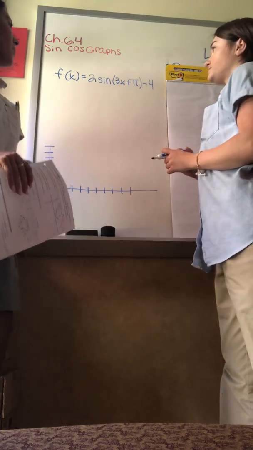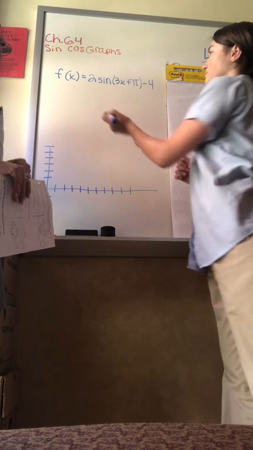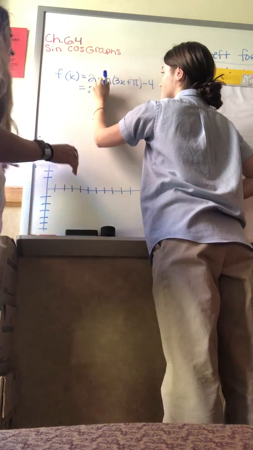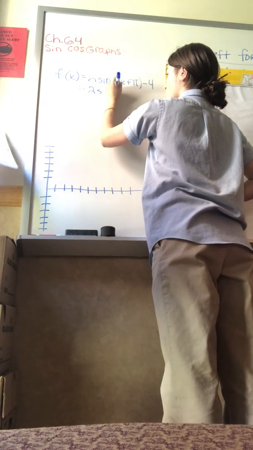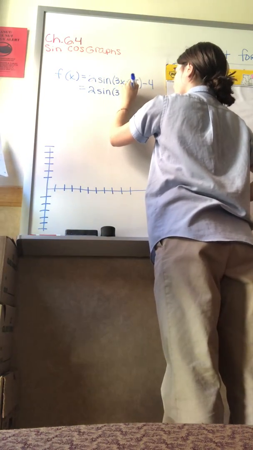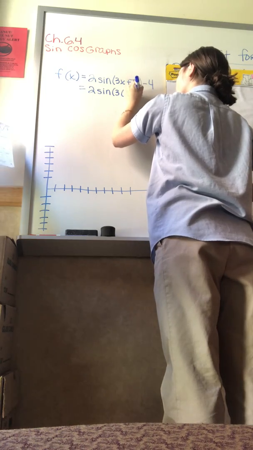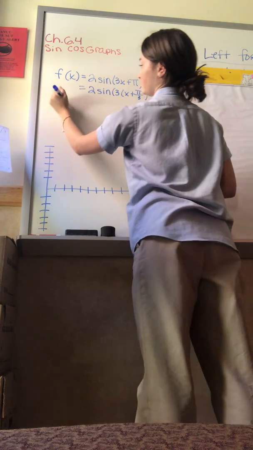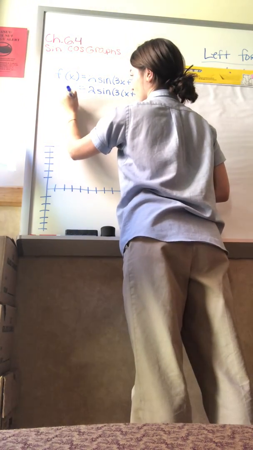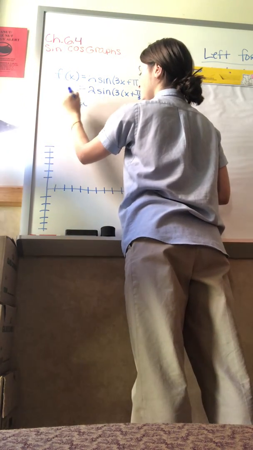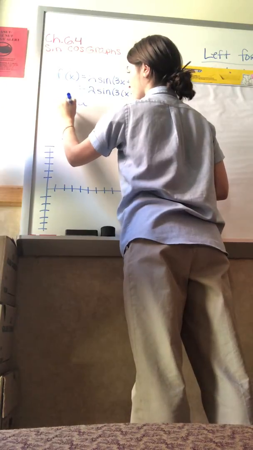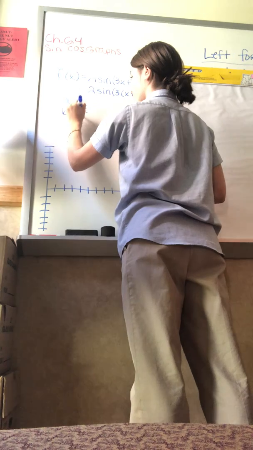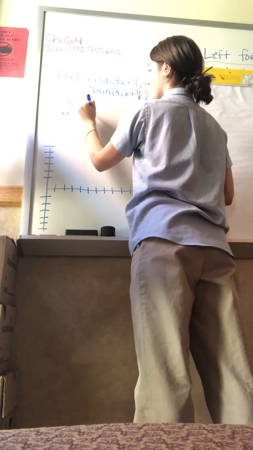So for this problem, we have to factor out b, which is our period. And so now that we have b, we can write in our ABHK values, which are going to show us what we have to do when we graph the function.